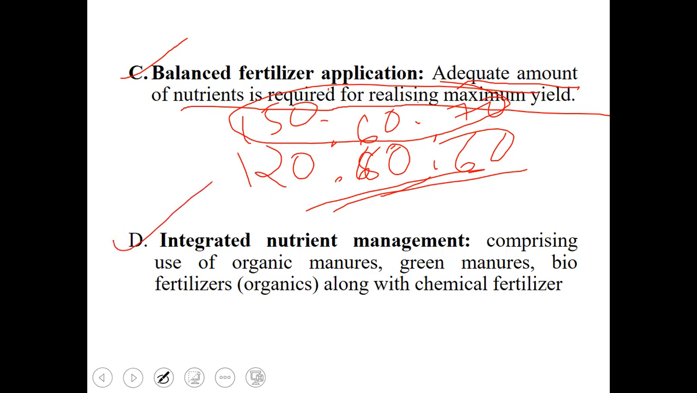And the next one is integrated nutrient management. Integrated nutrient management means what? It is the combination of different fertilizers. Like we have organic manures, we have green manures, we have biofertilizers along with chemical fertilizers. When we are using all these types of fertilizer, then it is called integrated. Integration means it is the combination of many different methods. So we can use either organic or chemical or a mixture of both. So that is also one of the methods to increase the nutrient use efficiency.